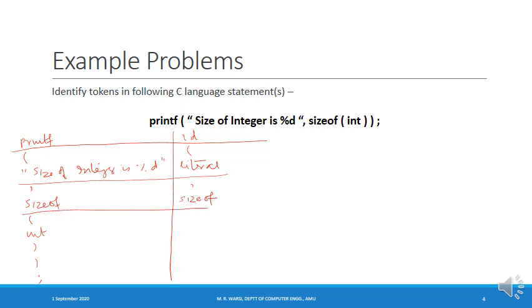Next token is opening bracket. This will be written as it is to the parser. Next one is int, which is a keyword. It will be written as it is to the parser. And then the closing bracket will be written as it is. Closing bracket once again written as it is. And semicolon, which is a punctuation symbol, will be written as it is. So these are the lexemes and tokens corresponding to each lexeme for the given statement shown over here.